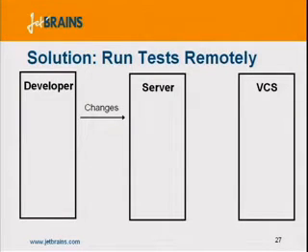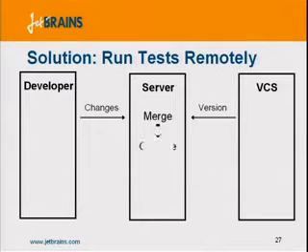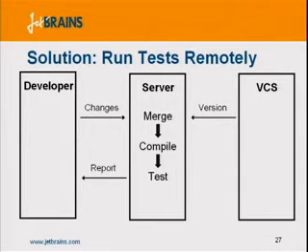And the solution that we suggest for that is called remote run. So instead of needing to run the tests on your machine, you can use the server to run the tests for you. You send your changes to the server. The server merges the changes with the version from the VCS, then does the usual test run, compiles and runs the tests, and sends you the report. And while the whole process is going on, you can work on something else, and your machine is not busy running the tests.